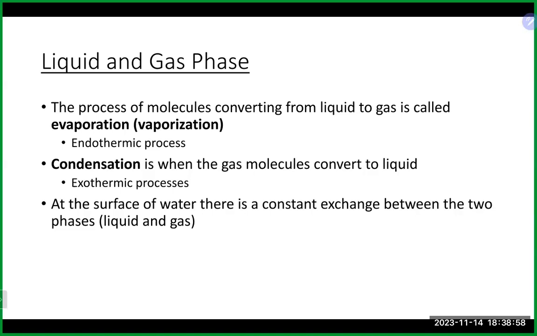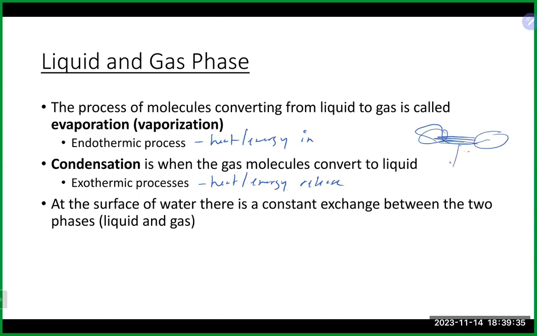The process, obviously, when molecules are converted from liquid to gas, is called evaporation or vaporization. Once again, that's an endothermic process, which means heat and energy needs to be put in. Condensation, again, is the opposite of that, where we take our gas molecules and convert it to liquid. The result of that is an exothermic process where heat and energy is released. And once again, because heat and energy is released, as these gas molecules fly around, they no longer have enough energy to escape each other. So now they're going to kind of stick and drop down into sort of the liquid phase.